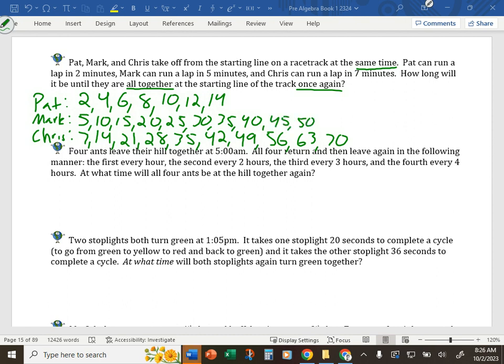Mark, if we extend his out, 55, 60, 65, boom, 70. I'm not going to write Pat's out, but since it's even, eventually he'll be at 70 as well. Okay? So, our clues. Something happens at the same time. When will that same thing happen again? That's least common multiple. And it will happen 70 minutes later. If you had used the table, you would have essentially multiplied 2 by 5 by 7. You'd get 70 that way as well.